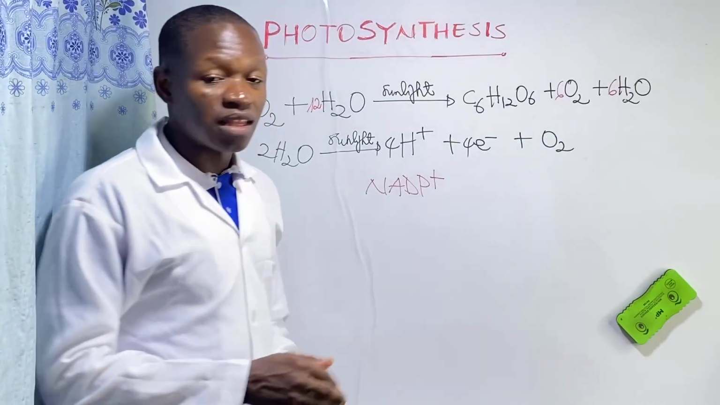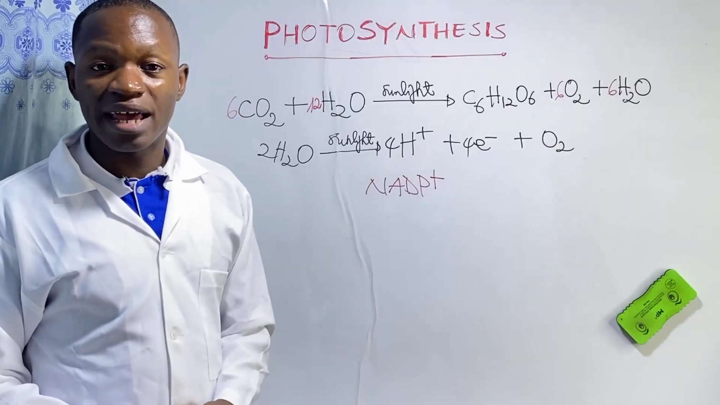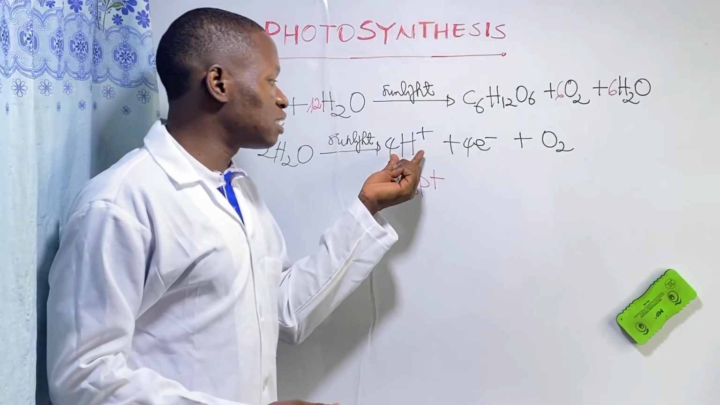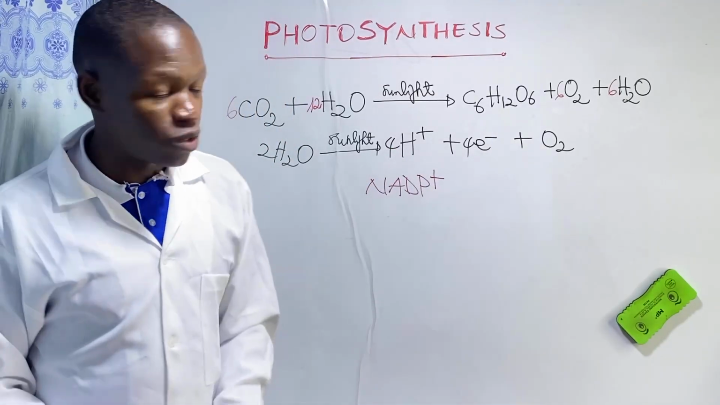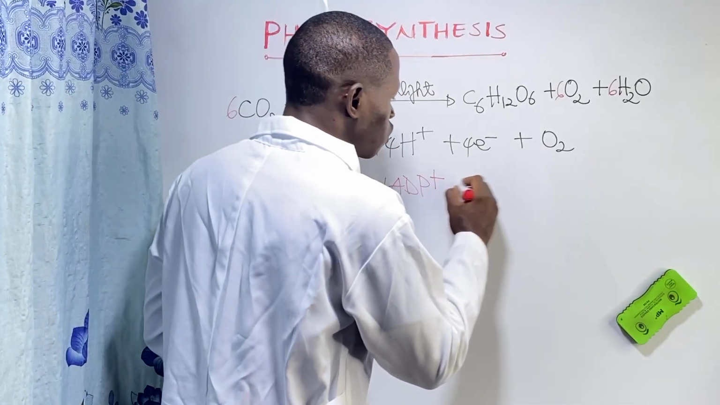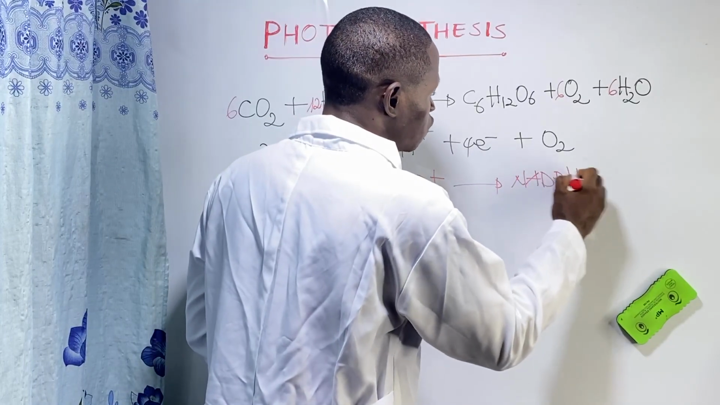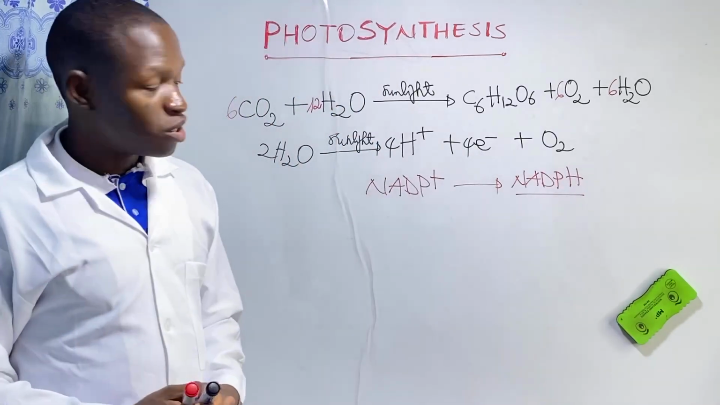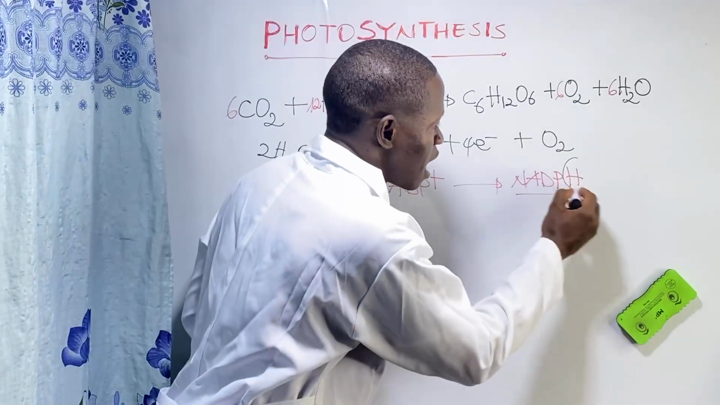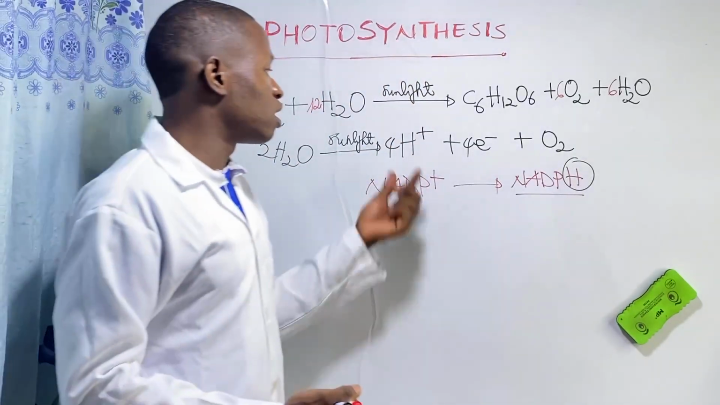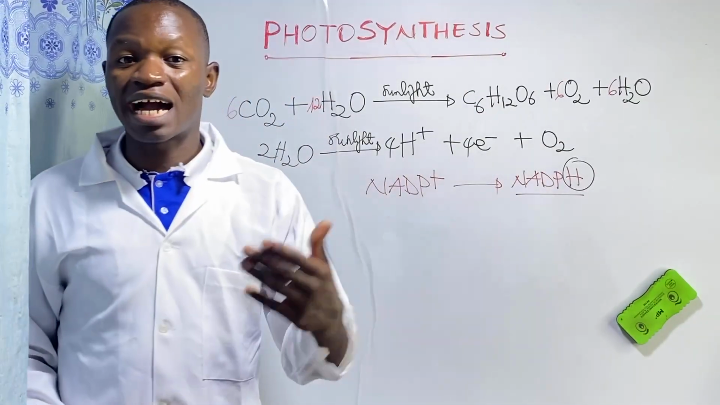So when oxidized NAD comes in the light dependent reaction, it does what? It carries protons and electrons. Protons and electrons make hydrogen. So oxidized NAD is going to carry protons and electrons and in that process is going to form reduced NAD. And reduced NAD now carries what? It carries the hydrogen, which comprises protons and electrons, and takes them to the light independent reactions or the Calvin cycle.